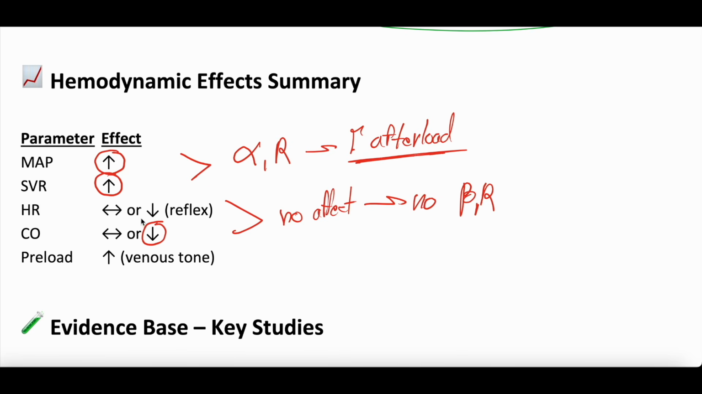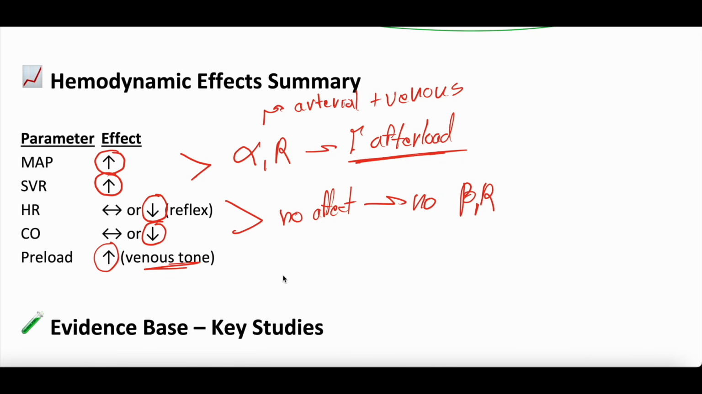All right. The heart rate, too, it does not have a direct effect on the heart, but sometimes patients can have a reflex bradycardia that occurs. Okay, so it can sometimes decrease heart rate, although that's a secondary effect, not a direct effect. And then we talked about how alpha 1 receptors affect both arterial as well as venous systems. So it does cause an increase in venous tone, which will increase the preload to the heart.